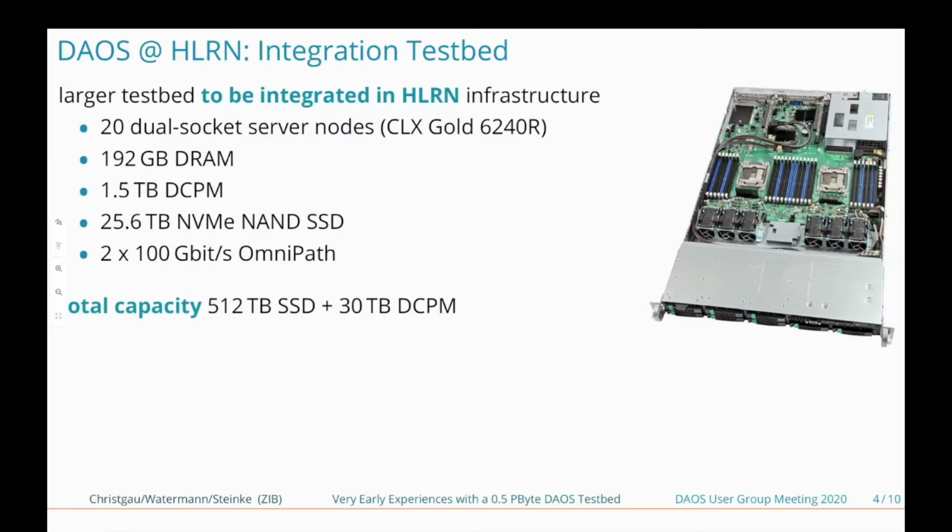And so we are now in a stage where we have an integration testbed. We want to integrate DAOS in our supercomputer and provide the DAOS services to our users. Therefore, we have a larger testbed now that is to be integrated in the supercomputer's infrastructure. It consists of 20 nodes, which have in total the mentioned 0.5 petabytes of storage, mainly formed by the SSDs. But as you may know, you also need some persistent memory here, so we have 30 terabytes of data center persistent memory as well. Since our overall installation uses OmniPath, we equip these nodes with OmniPath as well. Since these are dual socket nodes, we have 2 OmniPath interfaces in these machines.